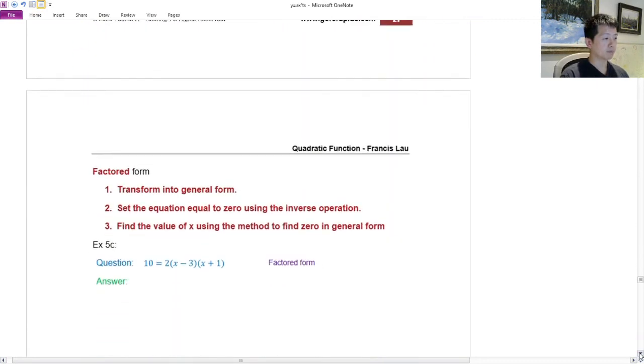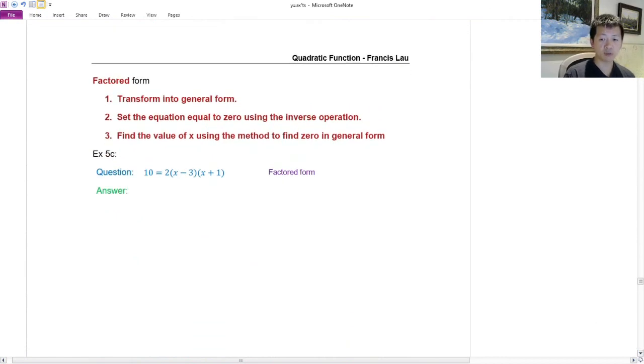All right. Now, how about the factor form? For the factor form, we need to transform it into the general form and set the equation equal to 0 using the inverse operation, and then find the value of x using the method to find 0 in the general form. So let's look at that.